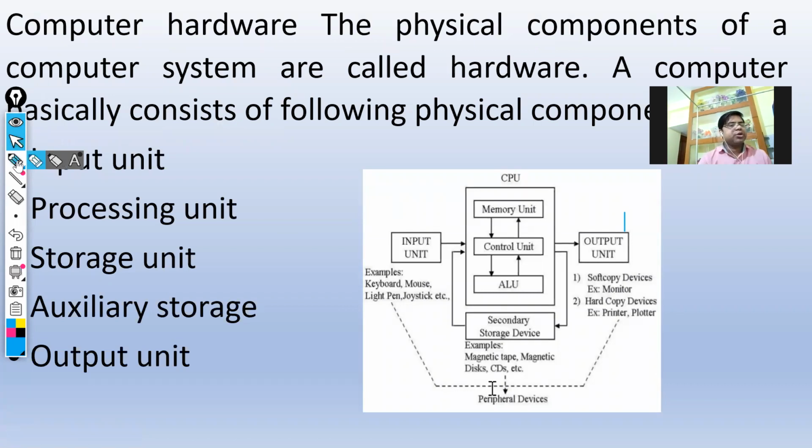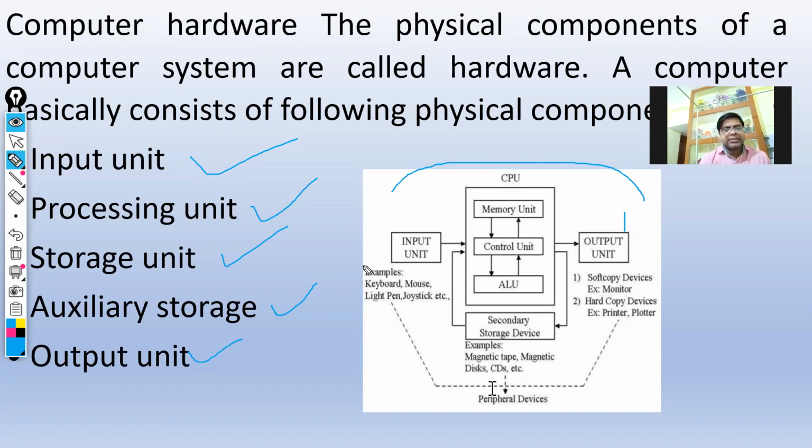Now, students, you will know the physical components of your computer system, that are input unit, processing unit, storage unit, auxiliary storage, and your output unit. You can see in the figure.